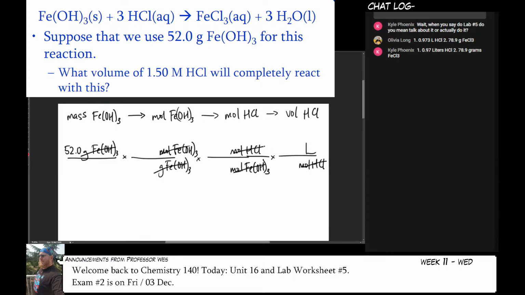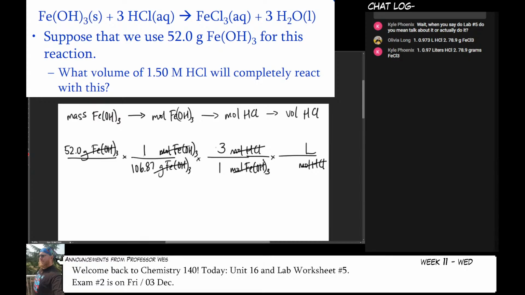All right, so now we got to go look up these conversions. How do I convert grams to mole? We look that up on Lentech. I got 106.87 grams per mole. Then I need the balanced chemical equation to figure out the relationship between moles of iron 3 hydroxide and moles of HCl. There's a 1 in front of iron 3 hydroxide in the equation at the very top there, and there is a 3 in front of the HCl.